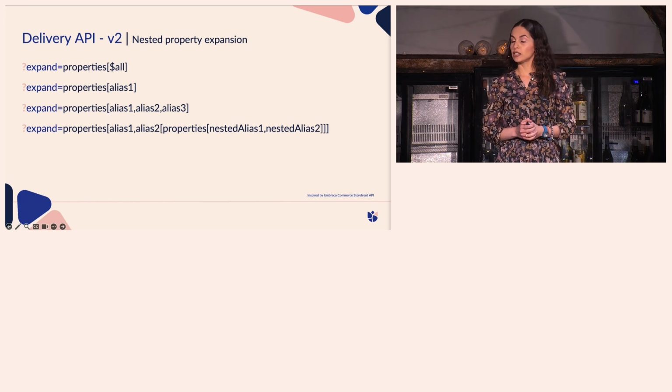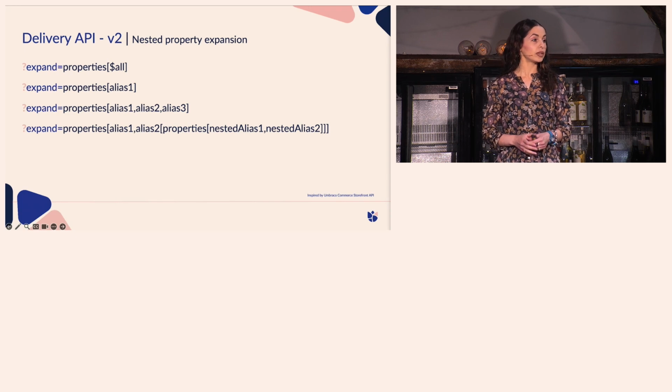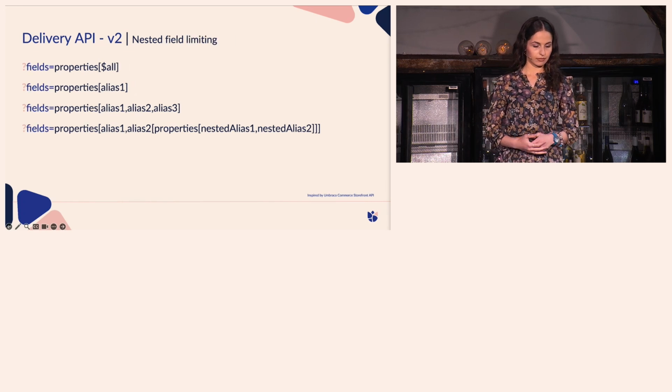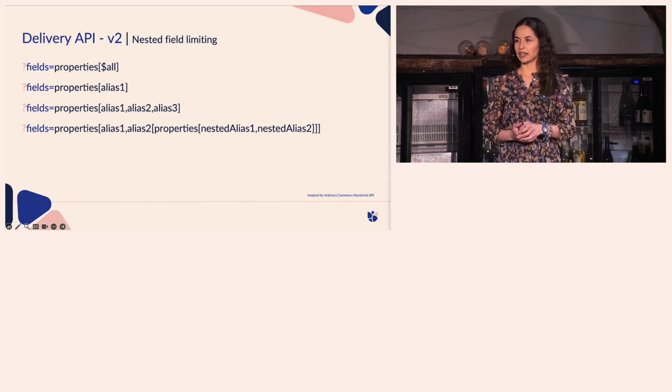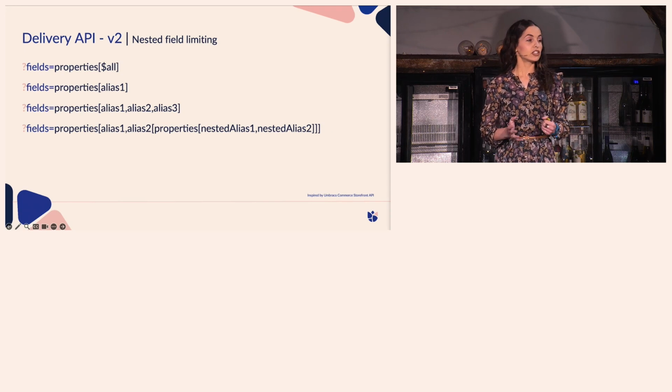So in Umbraco 13, property expansion became possible in a nested fashion, and therefore it's no longer limited to only the first content level. With such syntax, you can specify just the properties you want to expand, and with a single API call, you can get all the data needed to serve your front-end pages. But sometimes you might end up with too much data. This is where property limiting comes into play.